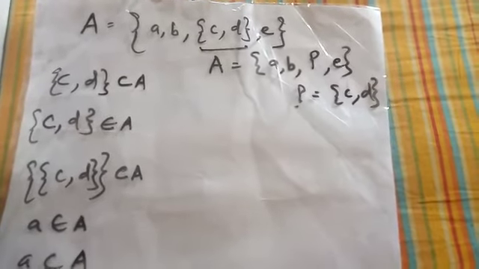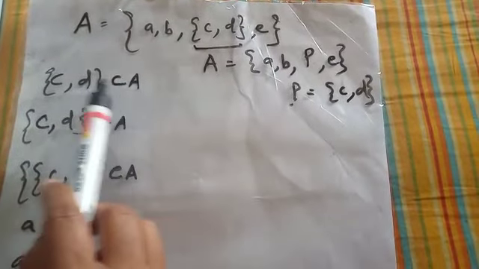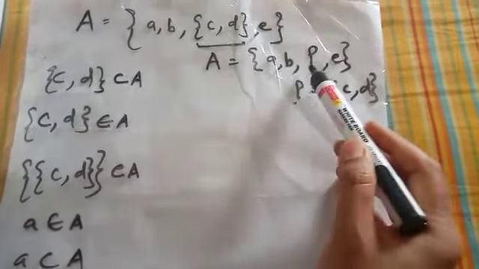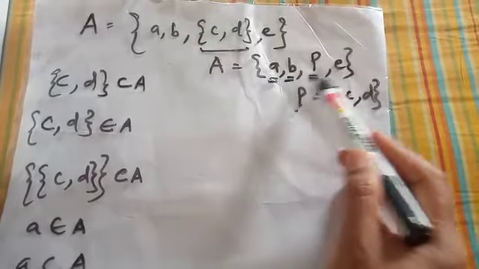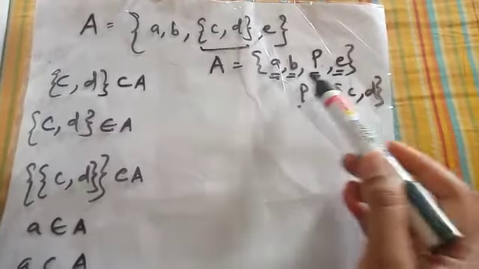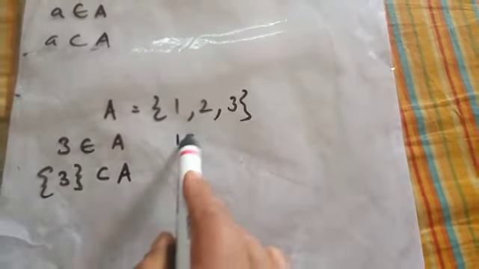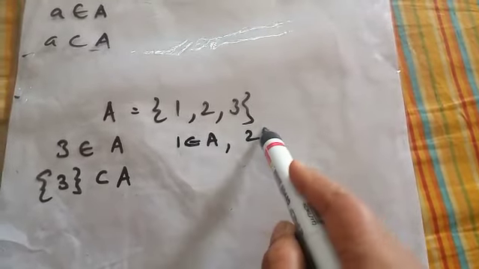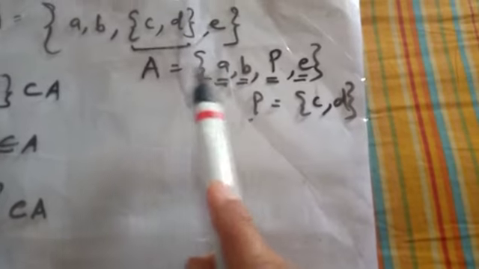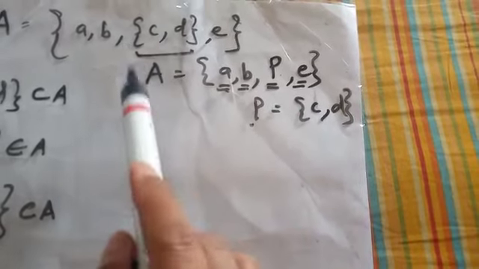Now here comes the difference. Now if I am saying {c, d} is a subset of A, now what is this {c, d}? {c, d} is P, right, and P is like a, b, e and P. They are all the elements. Now why are these elements? Because you come back to your this question 1, 2 and 3. If we write 1, then what is 1? Element of A. What is 2? Element of A. Similarly 3 is element of A. Now come here. a is element of A. b is element of A. P is element of A. e is element of A.